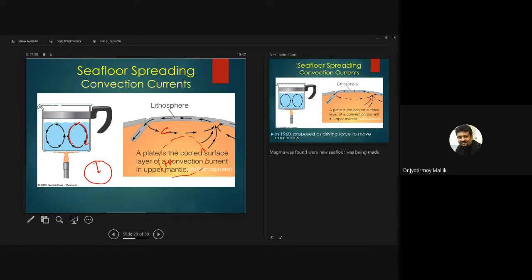Okay, and because of this thermal instability, of course, the mantle expresses. So it wants to come to equilibrium. Sir, could you explain what is the driving force for this convection mechanism? The thermal instability, as I said.